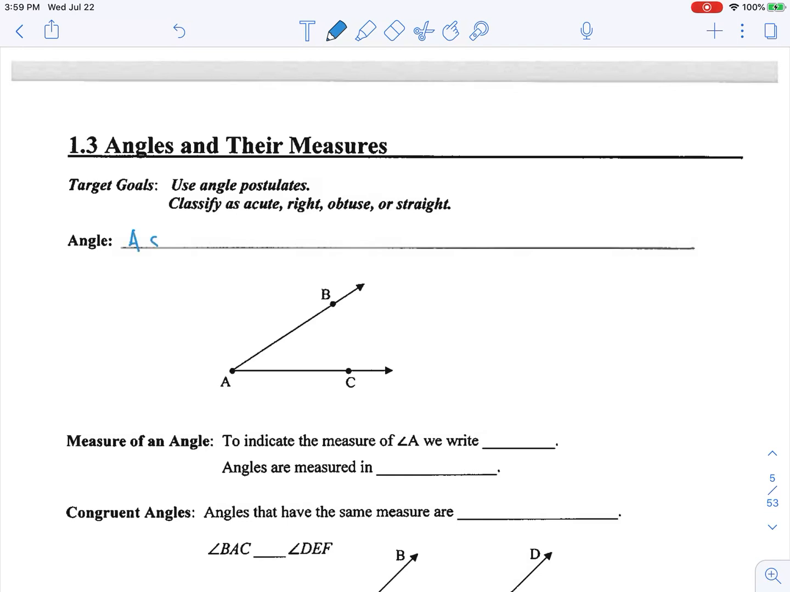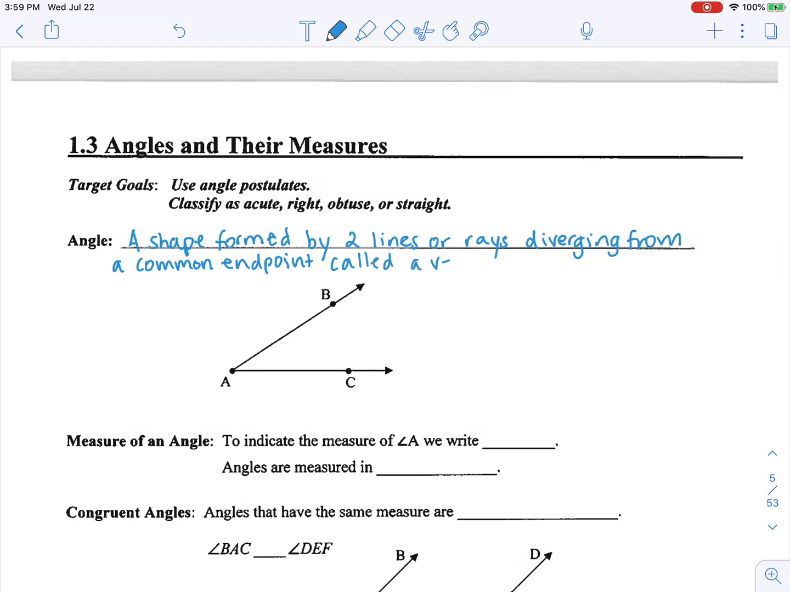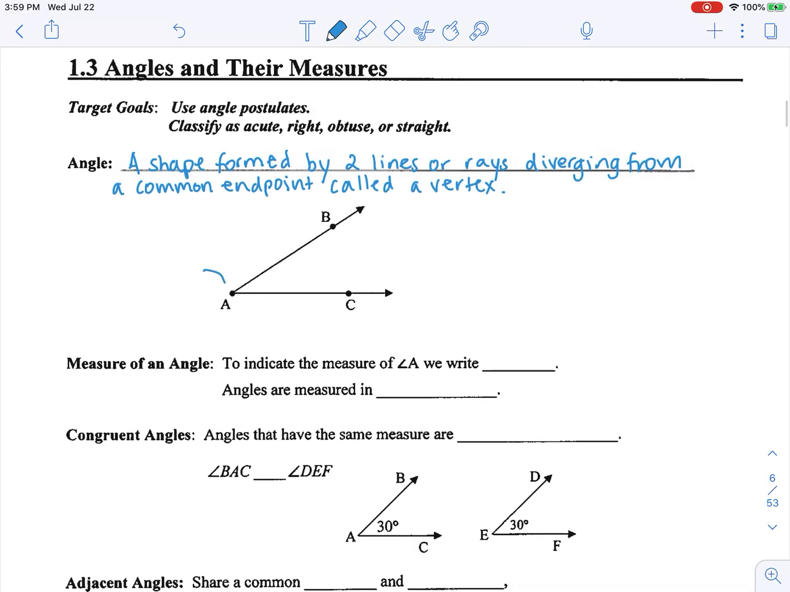An angle is defined as a shape, and I know a lot of you have learned about angles before, so this is the very introduction to what an angle is and proper notation. It is defined as a shape formed by two lines or rays diverging, another word for splitting, from a common endpoint called a vertex. So when I'm looking at the diagram below, point A is what we label as our vertex.